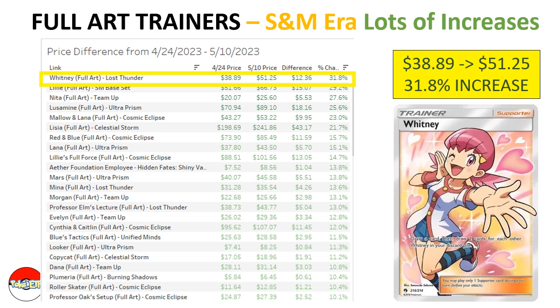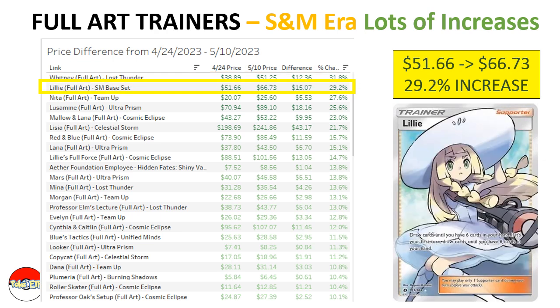Then moving on to the Sun and Moon era, and we all know that the Sun and Moon sets are climbing in price crazy, and you can see it probably due to most of these cards. And the top one is Whitney. It grew 31.8% from $39 to around $51.